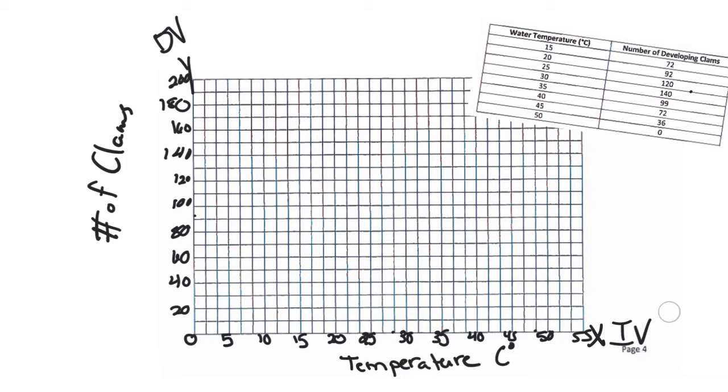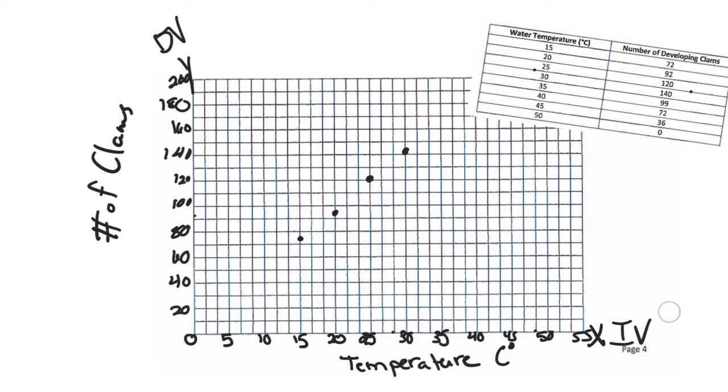We have 15 is at 72, so we're going to go to 15. And we don't have to do different colors because there's only one set of data, 15, 72. So 72 is going to be a little bit in between where 70 would be and 80, so about there. And then 20 is at 92. So we're going to go to that 90, just a little bit above. 25 is at 120 exactly, so that is right there. 30 is at 140 exactly, which is right there. Did I go too far? No, that's right.